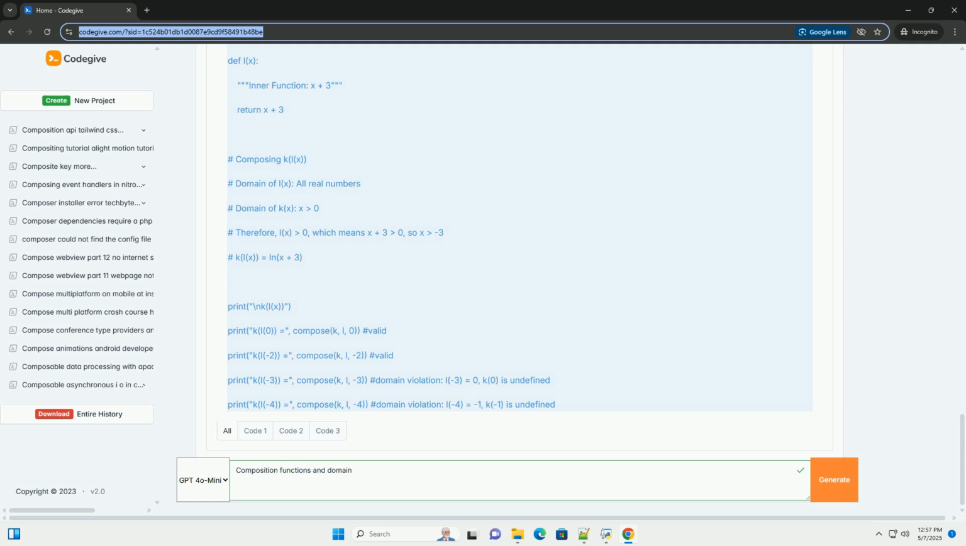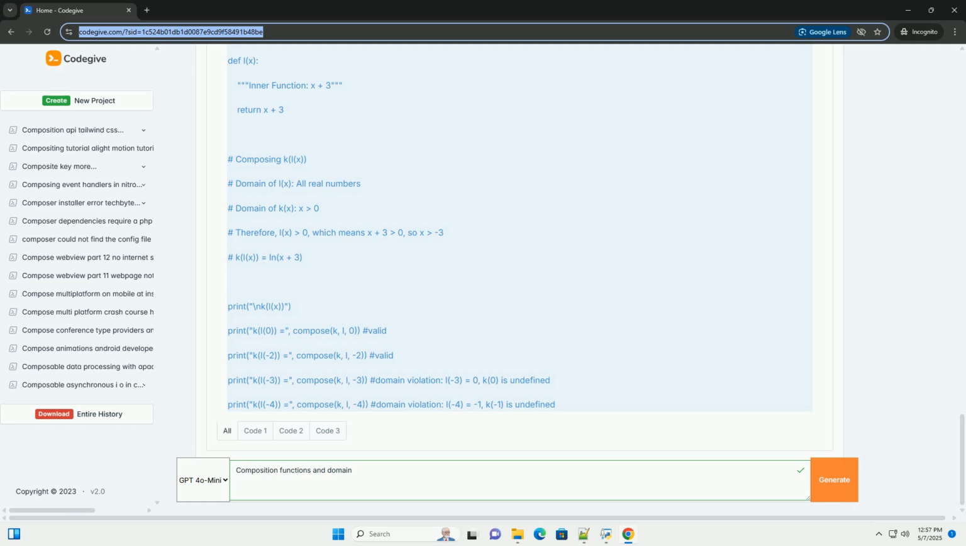3. Restriction on g(x) due to f(x): we need 4 - g(x) ≥ 0, which means 4 - x^2 ≥ 0. This is the same as x^2 ≤ 4. Taking the square root of both sides, -2 ≤ x ≤ 2. Therefore, the domain of f(g(x)) is -2 ≤ x ≤ 2. In interval notation, [-2, 2].